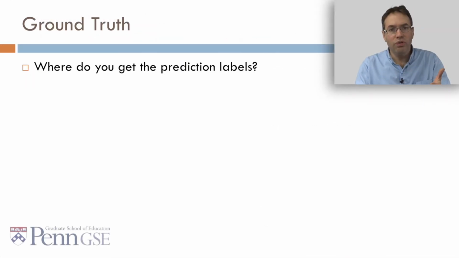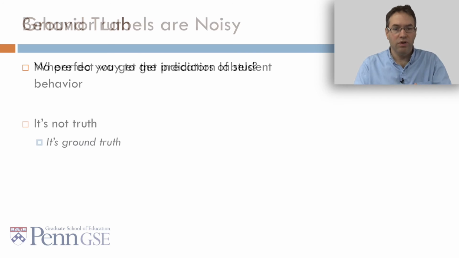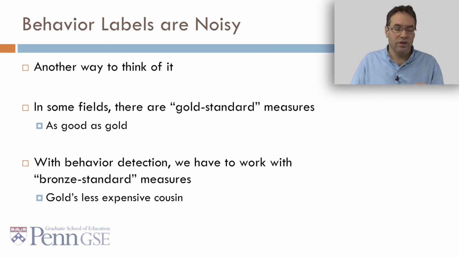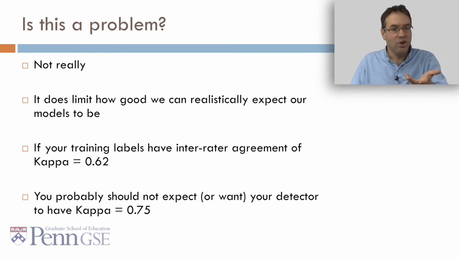So for ground truth, where do you get the prediction labels? Behavior labels are noisy. There's no perfect way to get indicators of student behavior. That's why we say it's not truth, it's ground truth. Another way to think of it. In some fields, there are gold standard measures, as good as gold. With behavior detection, we have to work with bronze standard measures, gold's less expensive cousin. Is this a problem? Not really. It does, however, limit how good we can realistically expect our models to be.